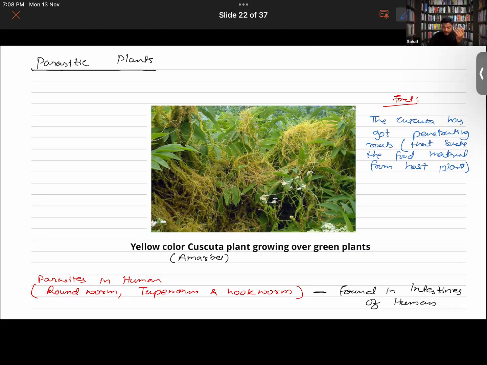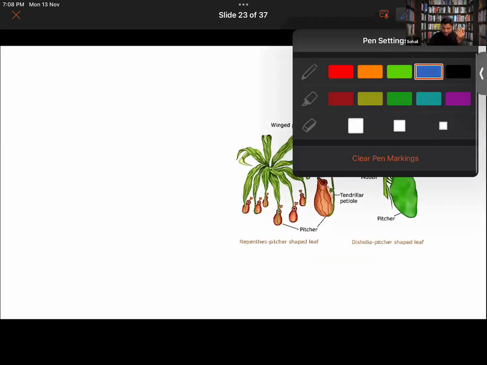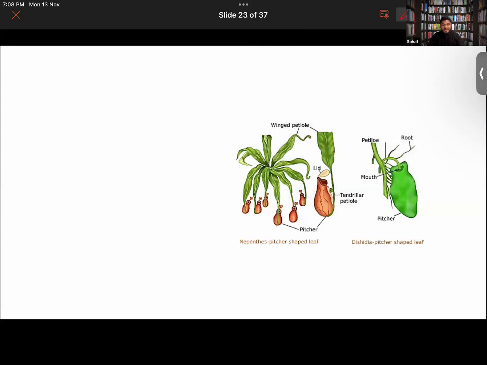Okay. Now we come to the next type of plant, that is an insectivorous plant. Insectivorous plant.